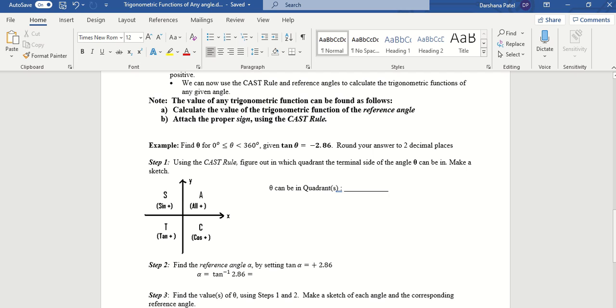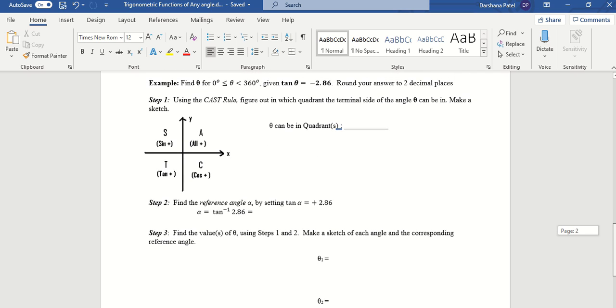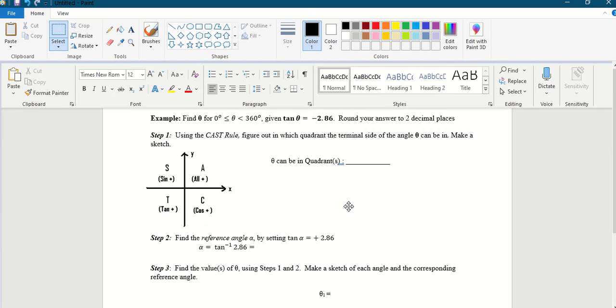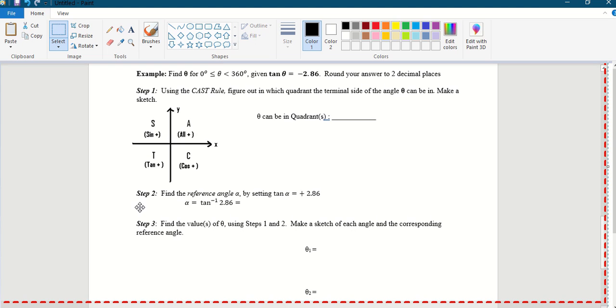So we are given tan theta to be negative, and we know tan will be negative in which quadrants? Tan will be negative in quadrant 2 and quadrant 4, because tan is positive in quadrants 1 and 3. So the angle will fall in quadrant 2 or quadrant 4. That's where tan is negative. The other two, it's positive. So my first step is to decide which quadrants, and that's using the CAST rule.